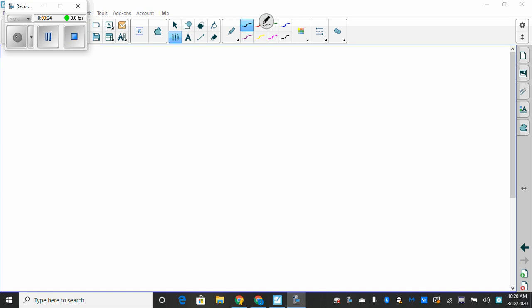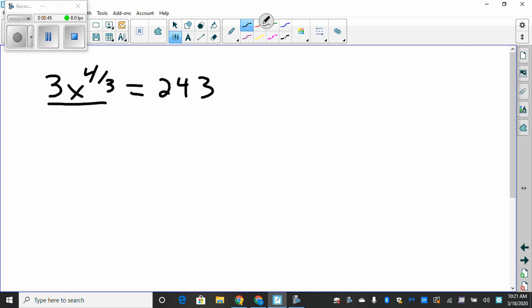So let's try one, I don't know, something like this. 3x to the 4/3 equals, let's say, 243. Okay, so to solve it like a regular equation, if this was just 3x equals 243, you would divide out the 3 first, right? So that's what I'm going to do here. Divide out the 3 first. So that's x to the 4/3 equals, do this in your head. How many times does 3 go into 24? 8. 3 goes into 3, 1, so that's 81. So now I'm left with x to the 4/3 equals 81.